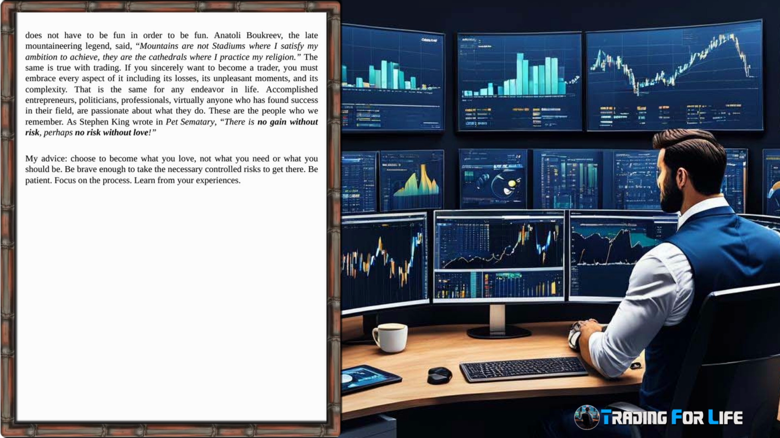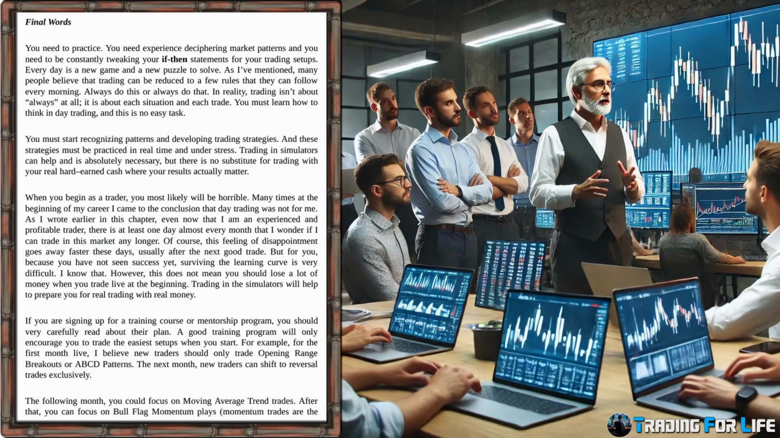As Stephen King wrote in Pet Sematary, "There is no gain without risk. Perhaps no risk without love." My advice: choose to become what you love, not what you need or what you should be. Be brave enough to take the necessary controlled risks to get there. Be patient. Focus on the process. Learn from your experiences. Final words: you need to practice.